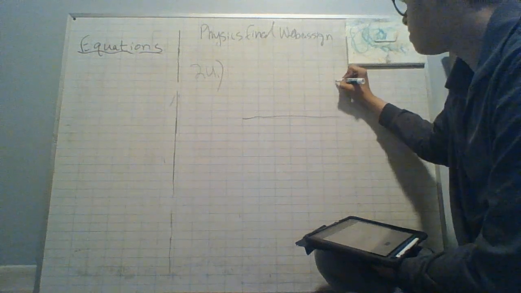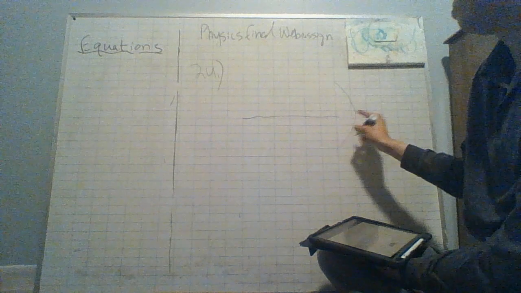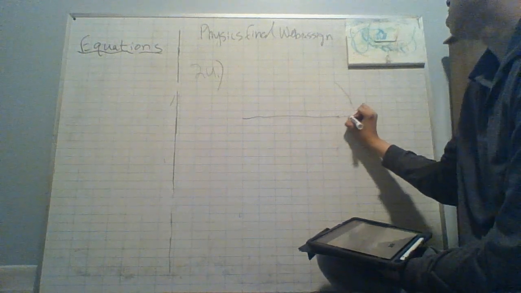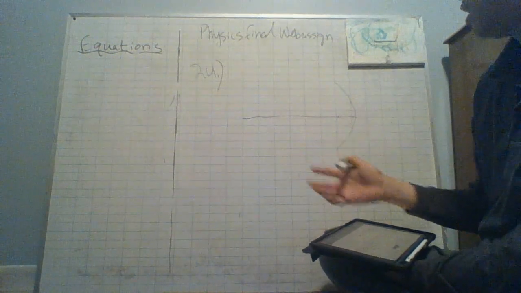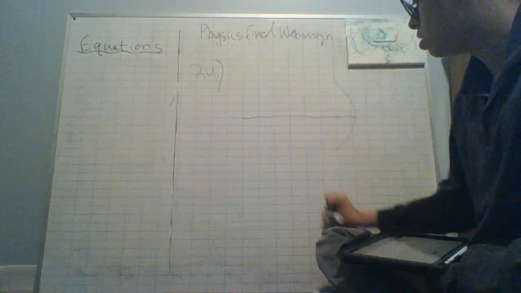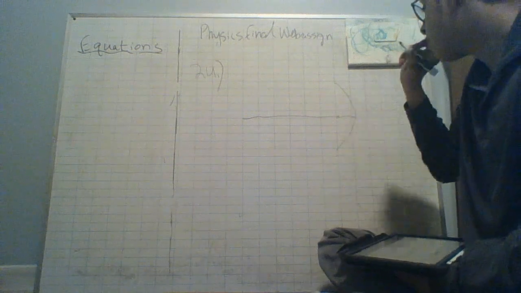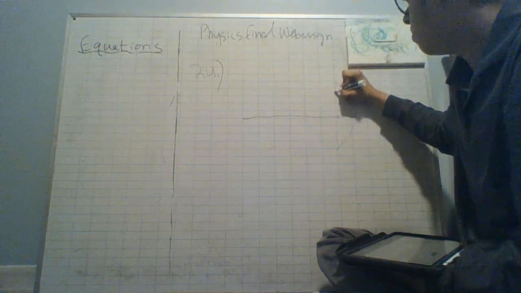So let me do this. What is a concave mirror? Concave means it's sloping inwards, right? Think of it as a cave. You go into a cave, and a cave slopes inwards. Convex, other way around. That's it. So now this is going to be where I'm measuring from.